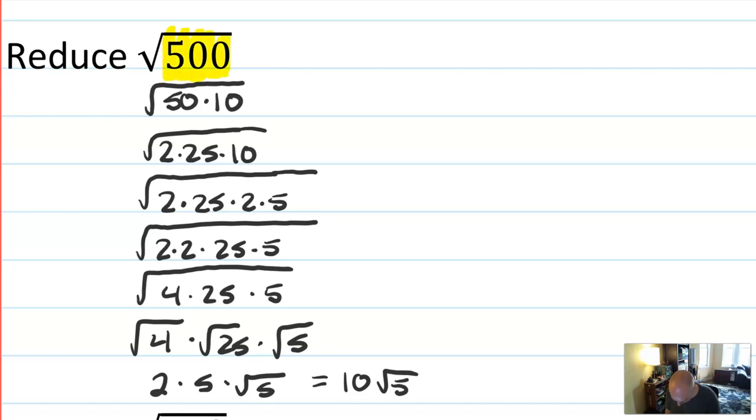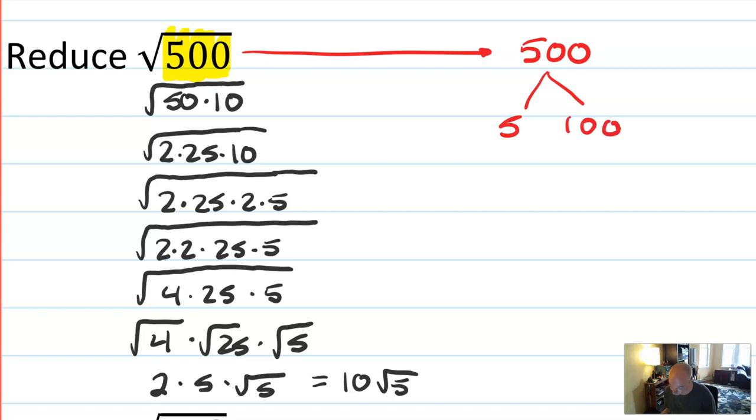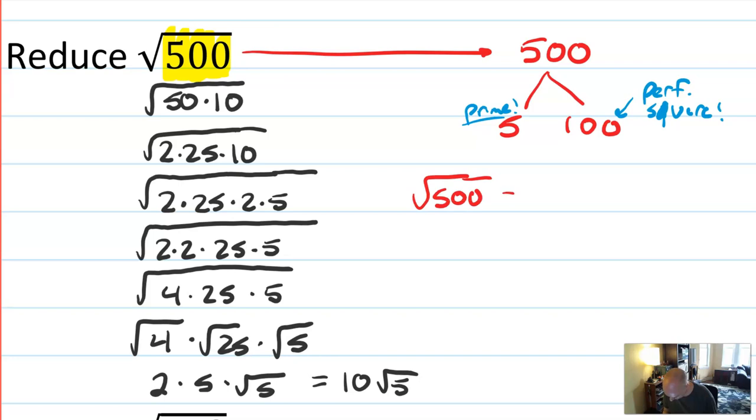What you've maybe seen, and actually how I like to do these, is by taking the number under the root and just making a factor tree. 500, just pick any factors you want. How about, I'm going to do different factors. How about 5 and 100? Now, when you see a factor that's prime, you can stop. And when you see a factor that's a perfect square, you can also stop. That's a way to break it up. So that would tell me that I could write square root 500 as square root 5 times square root 100, which would be 10 root 5.